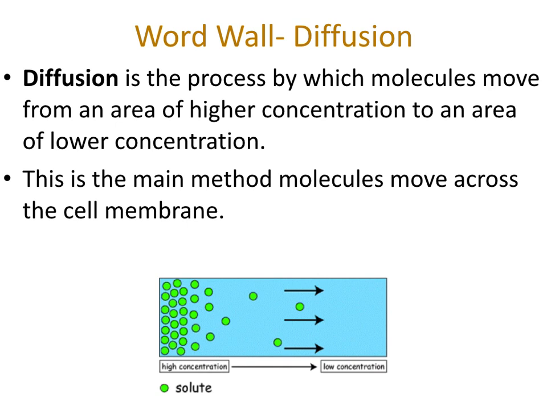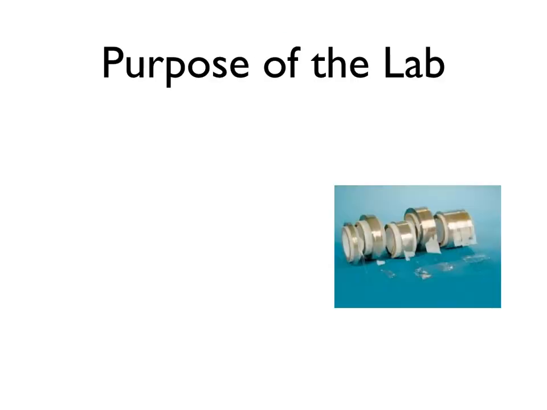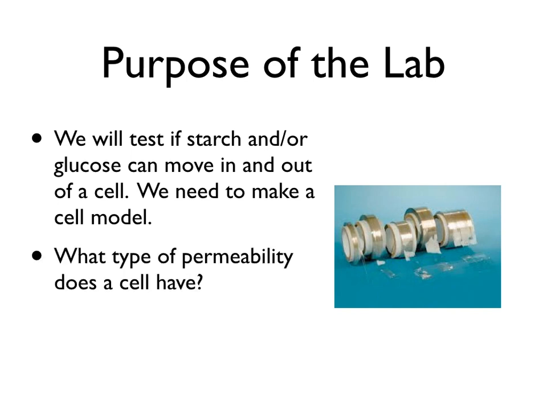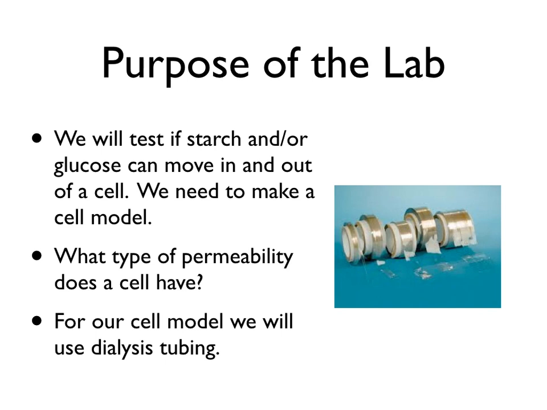So the purpose of this lab is we are going to test if starch and or glucose can move in and out of a cell. Therefore, we need to create a cell model. Our cell model has to have the same type of permeability as the cells in our body. Therefore, we need a material that is semi-permeable. Our cell model is going to be made from dialysis tubing. It seems like plastic, but it actually has microscopic holes just like a cell, and it is semi-permeable.